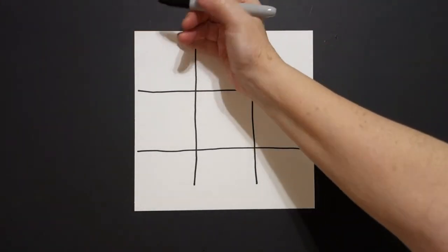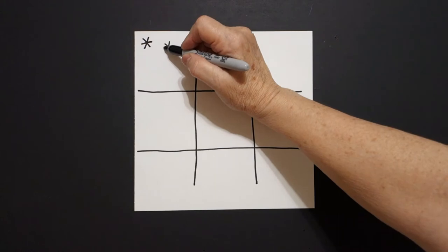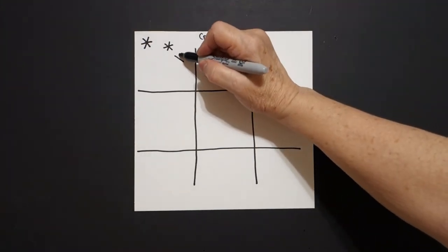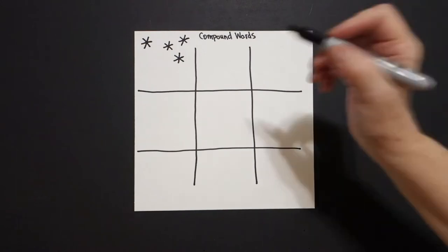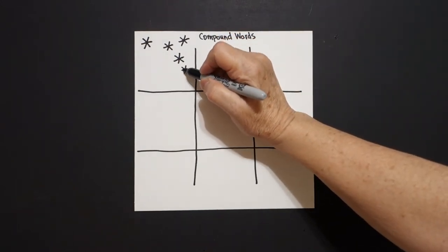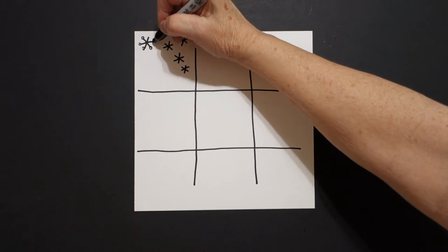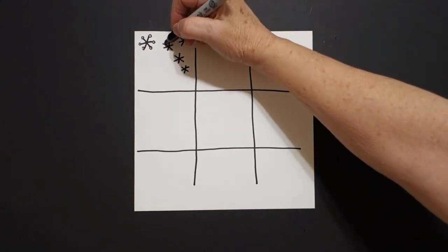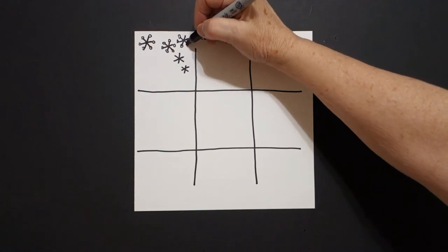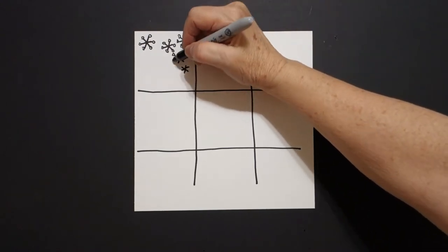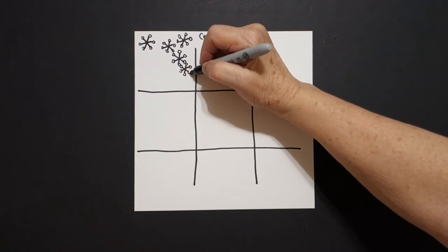Okay? Right up here, we're just going to draw a series of straight lines, as many as you can fit. Now, at the end of each straight line, we're going to draw a baby circle, all the way around at the end of each one of our straight lines.